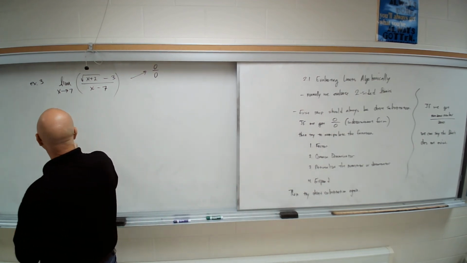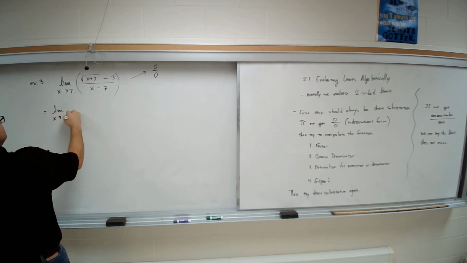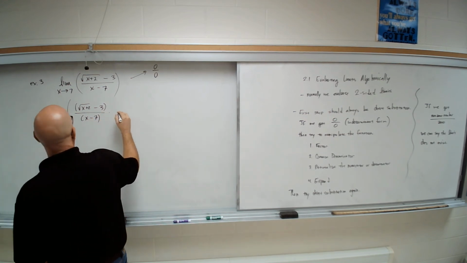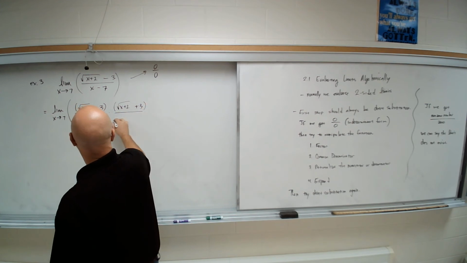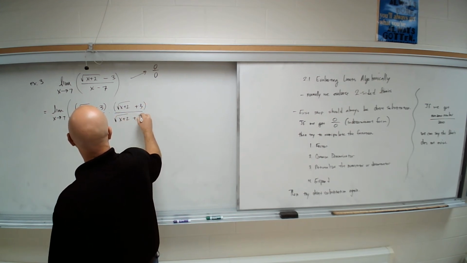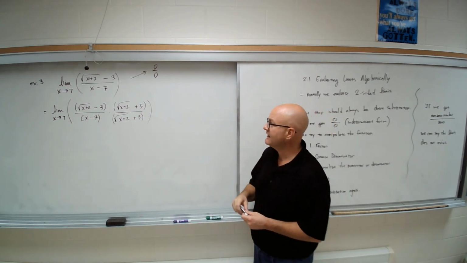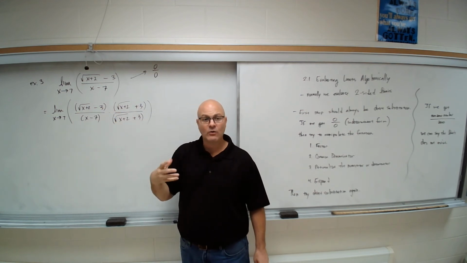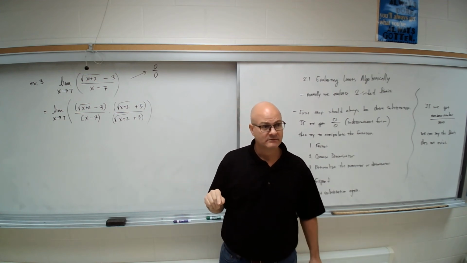To show that here, we'll get the limit as x approaches 7 of (radical x + 2 minus 3) over (x - 7), times (radical x + 2 plus 3) over (radical x + 2 plus 3). Right, so that's the conjugate. This numerator was of the form a - b, where a is the whole square root, and then this is going to be a + b.